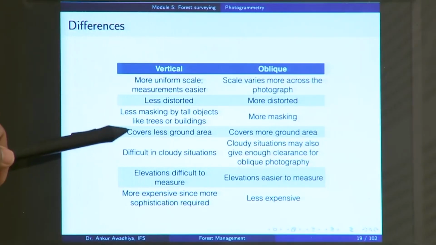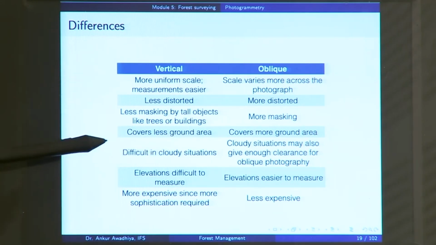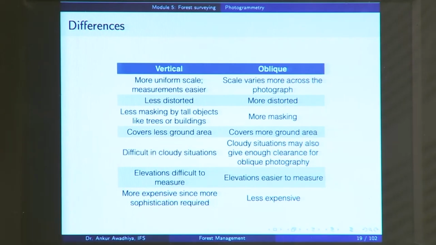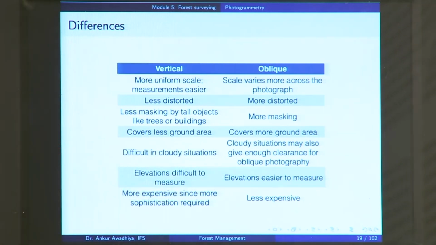Vertical covers less ground area, oblique covers more ground area. Vertical is difficult in cloudy situations. In the case of oblique, cloudy situations may also give enough clearance for oblique photography. In the case of vertical, the elevations are difficult to measure, but in the case of oblique, it is easier to measure, because you are getting more 3-dimensional information in an oblique image.